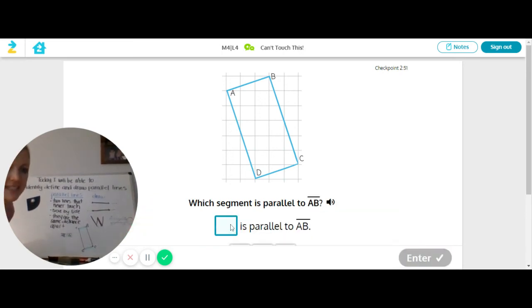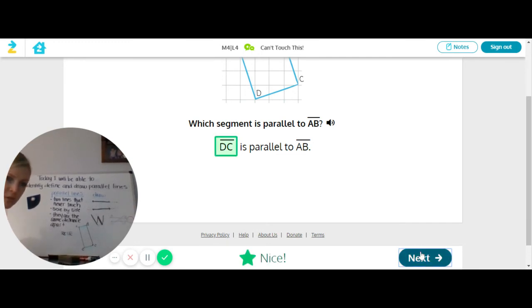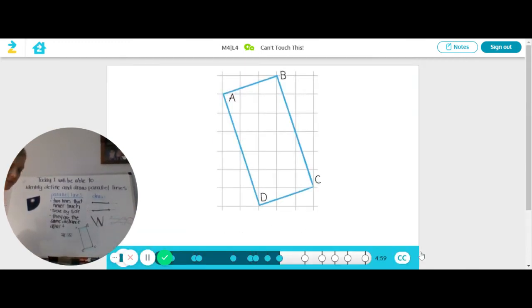And I'm going to write that D, I'm going to drag it in. Line DC is parallel to AB. Great work. Lucas, do you see a segment that's parallel to AB? Yes. Segment CD. Let's check to make sure the segments are parallel.